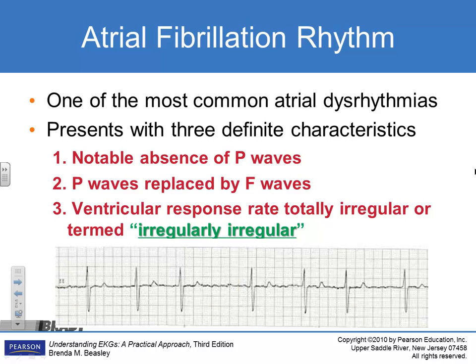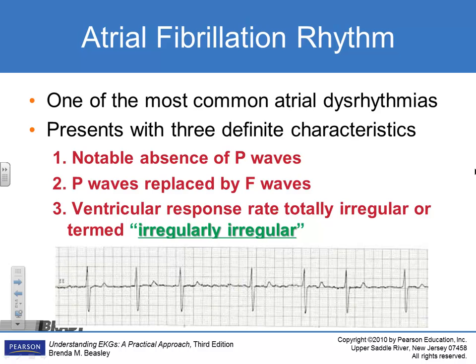This is what we call irregularly irregular. We'll talk about regularly irregular and irregularly irregular. Does that make sense? Yes and no. This is always going to be irregular. Always. And there's not going to be any kind of pattern to it. AFib is irregularly irregular. It is always irregular. There's never any kind of pattern to it.